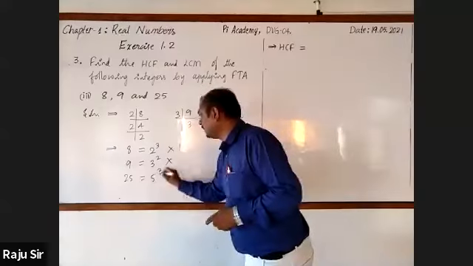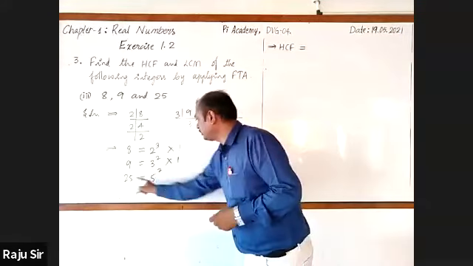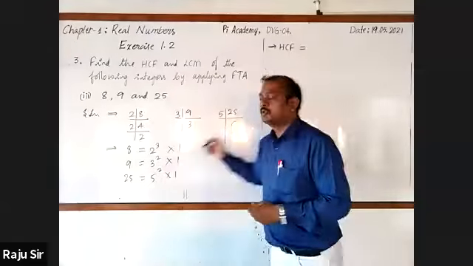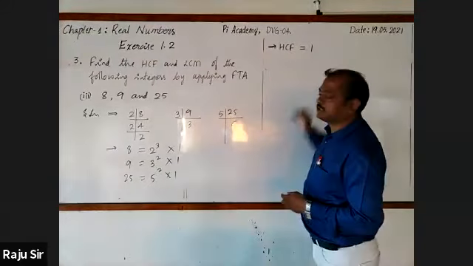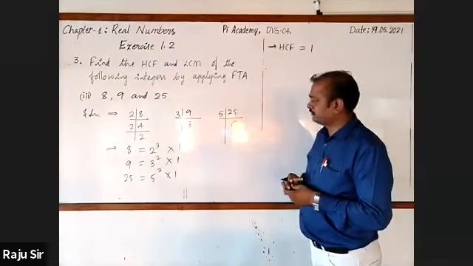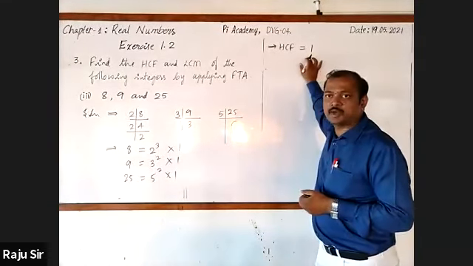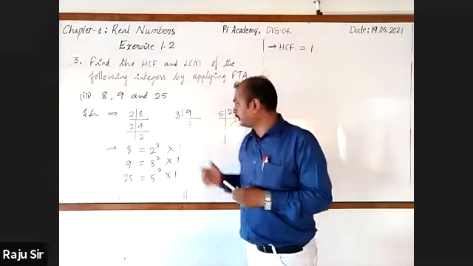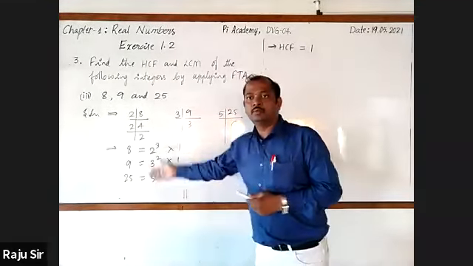So 8 can be written as 2 cube into 1. 9 can be written as 3 square into 1. 25 can be written as 5 square into 1. So the common factor is 1, and HCF is 1. And dear students, one more important conclusion can be drawn from this discussion.